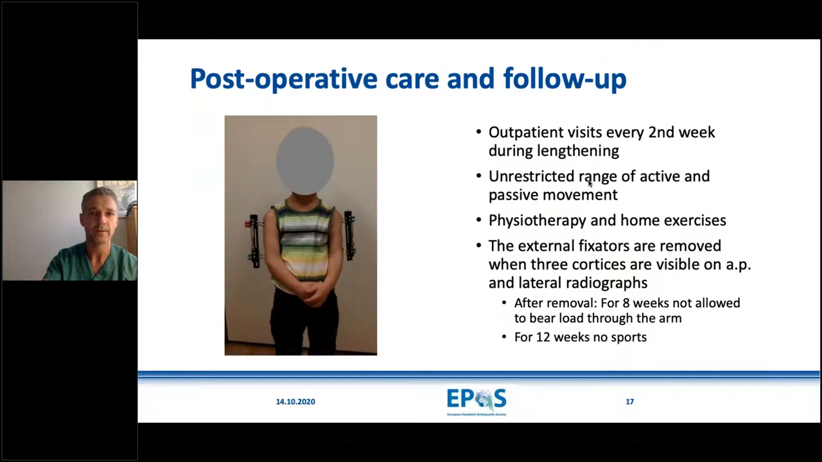The postoperative care includes the outpatient visits every second week you're lengthening, unrestricted range of motion and passive movements, physiotherapy and home exercises, and the external fixator is removed when you have three solid cortices on AP and lateral radiographs. After removal, we would not allow to bear load with the arm for 8 weeks and no sports for 12 weeks. No plaster cast.